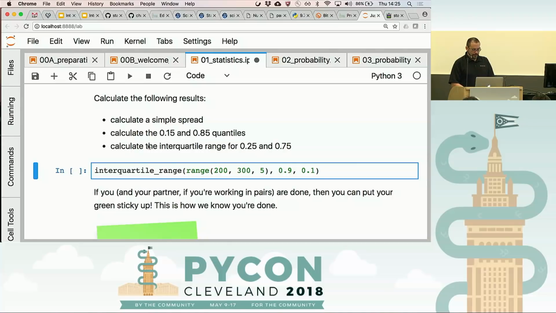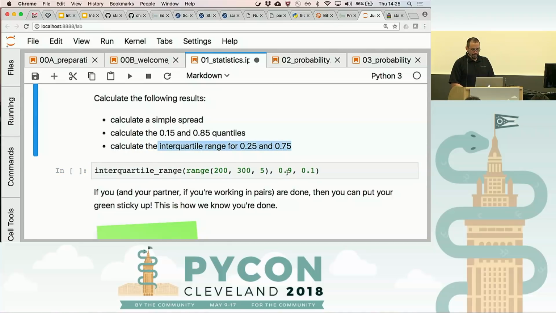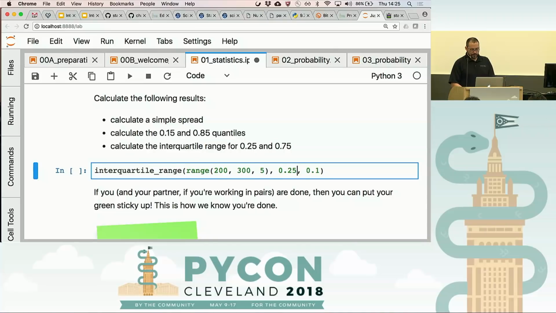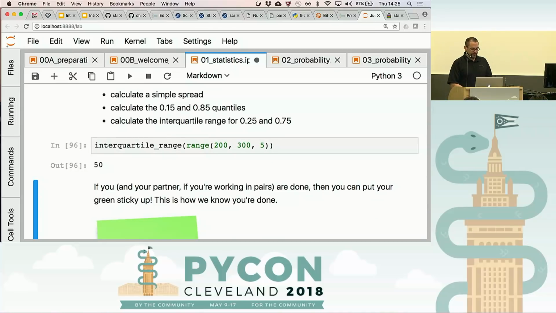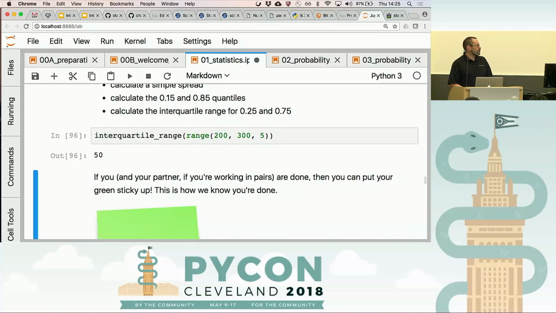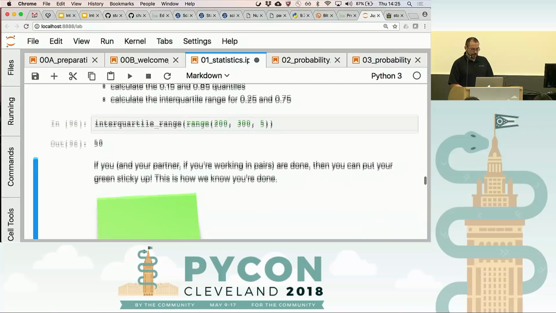And let's see, to calculate my interquartile range, I want a 0.25 and a 0.75, but those are the defaults. So heck with it. Let's delete that, and we should get back a 50. And that sounds about right, because there's about 100 difference between the two.